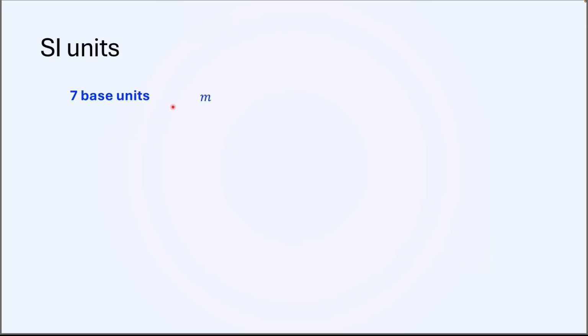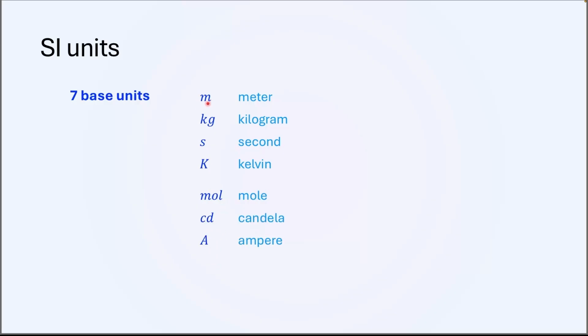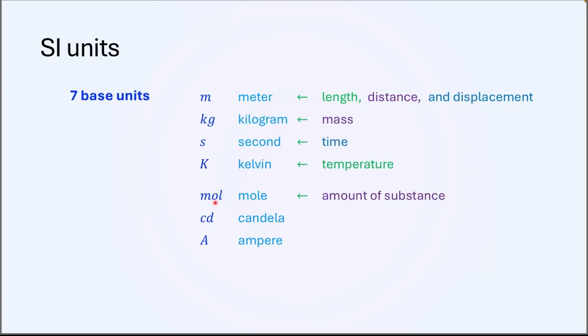The base units are meter, kilogram, second, Kelvin, mole, candela, and ampere. Meter is the unit for length, distance, and displacement. Kilogram is the unit for mass. Second is the unit for time. Kelvin is the unit for temperature. Mole is the unit for amount of substance. Candela is the unit for luminous intensity. And ampere is the unit for electric current.